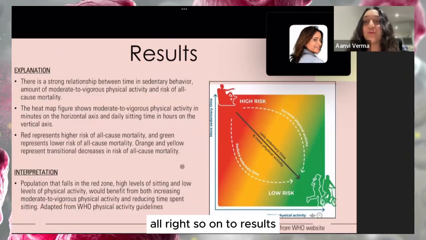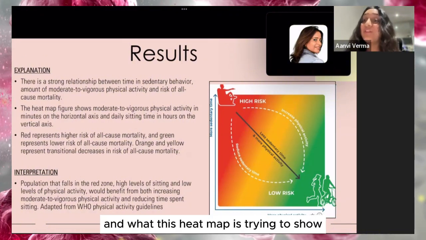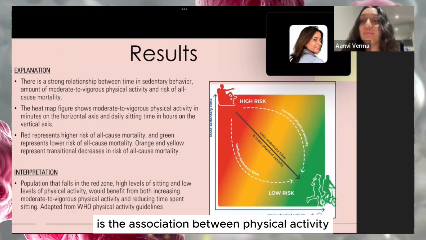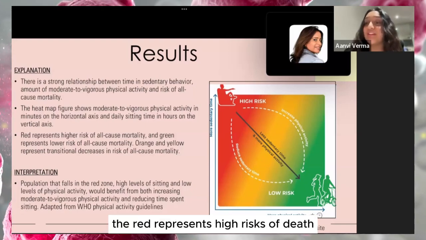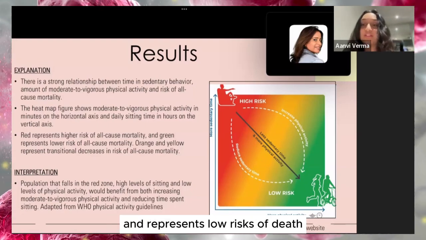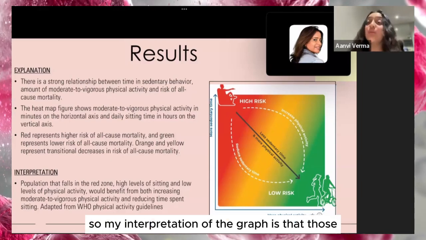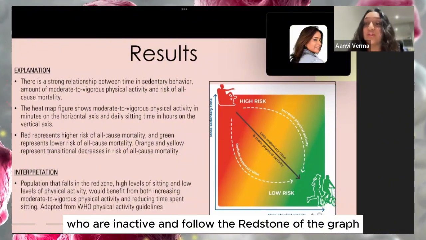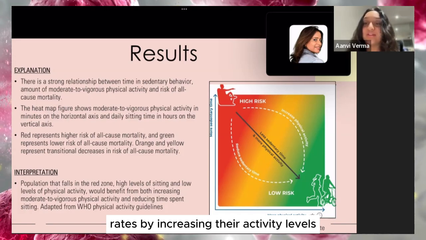All right, so on to results. This is an image I took from the World Health Organization. And what this heat map is trying to show is the association between physical activity and risks of cardiovascular diseases and death. So the red represents high risks of death, and green represents low risks of death, and the orange and yellow are kind of the transition from high to low risk. So my interpretation of the graph is that those who are inactive and fall in the red zone of the graph can improve their survival rates by increasing their activity levels.